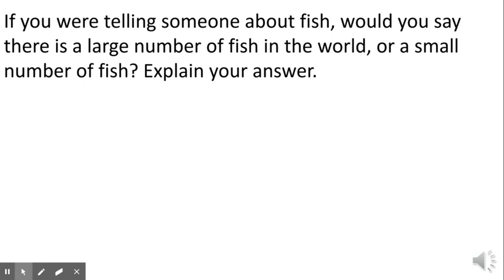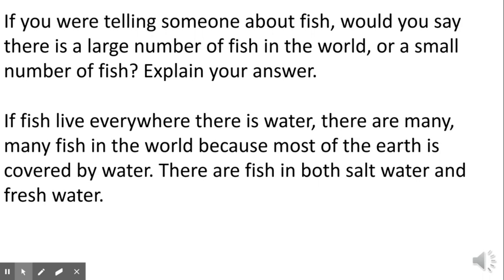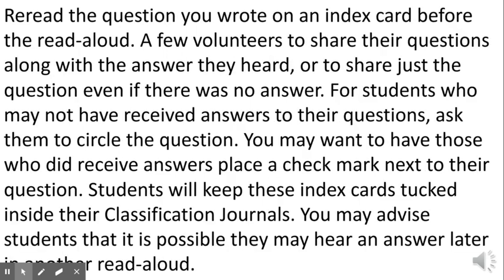If you were telling someone about fish, would you say there's a large number of fish in the world or a small number of fish? Explain your answer. If fish live everywhere there is water, there are many, many fish in the world because most of the earth is covered by water. There are fish in both saltwater and freshwater.